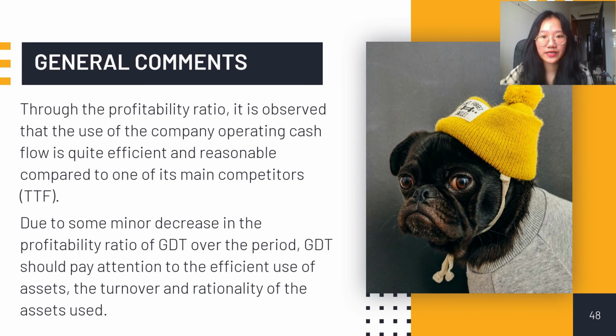So overall, it is observed that the use of the company's operating cash flow is quite efficient and reasonable compared to one of its main competitors. Due to some minor decrease in the profitability ratio of GDT over the period, GDT should pay more attention to the efficient use of assets, the turnover, and rationality of the assets used.